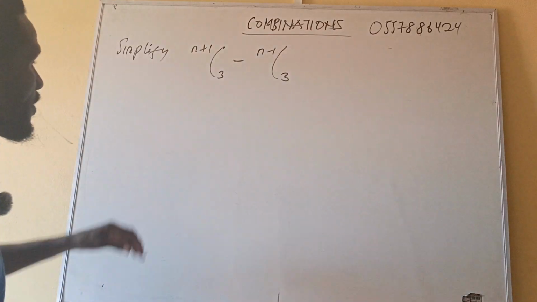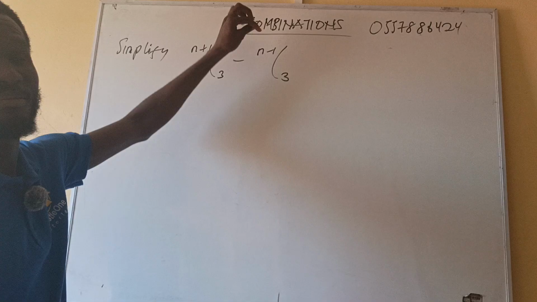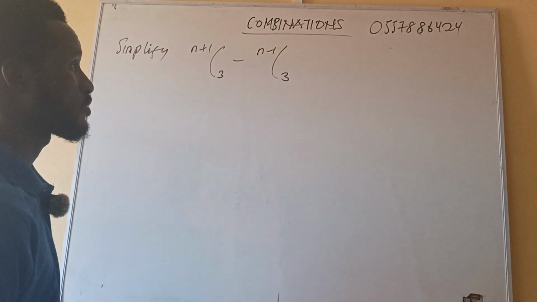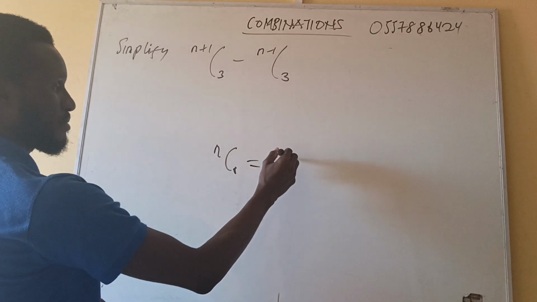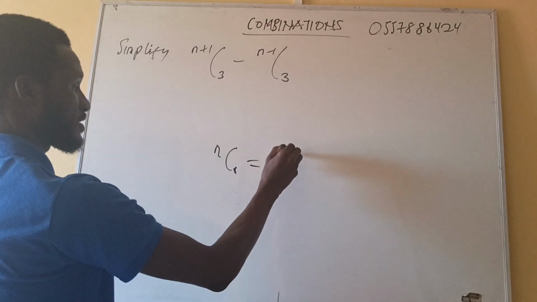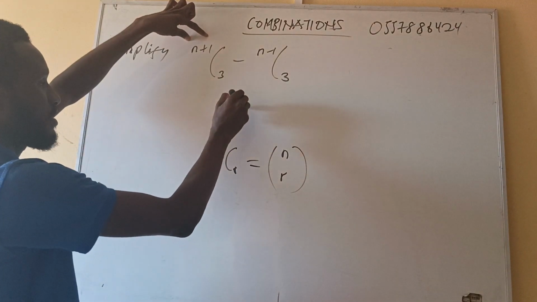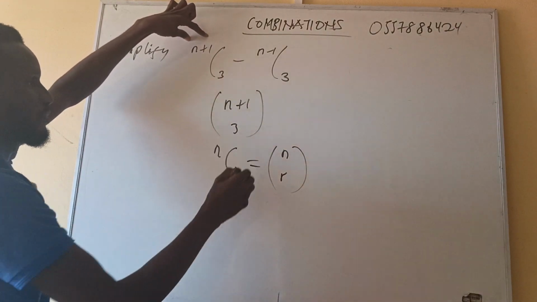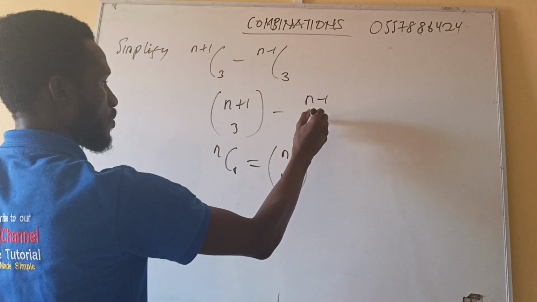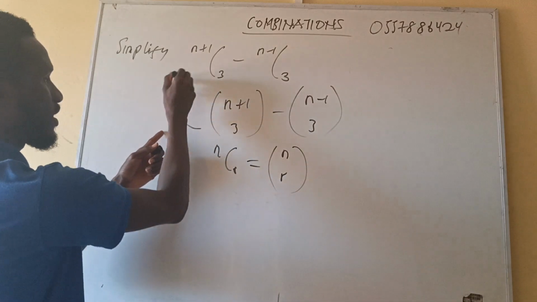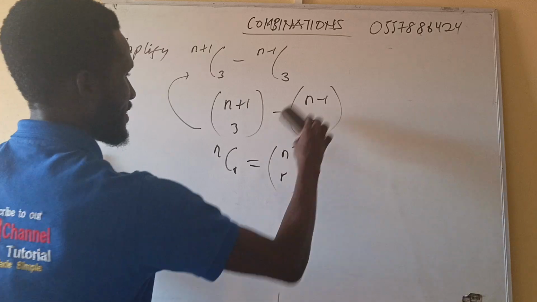Now, let's see. We have to simplify n plus 1 combination 3 minus n minus 1 combination 2. Now, don't forget that n combination r can also be written as nCr. So therefore, this one can also be written as n plus 1 combination 3 minus n minus 1 combination 3. When you see something like this, it is the same as this.